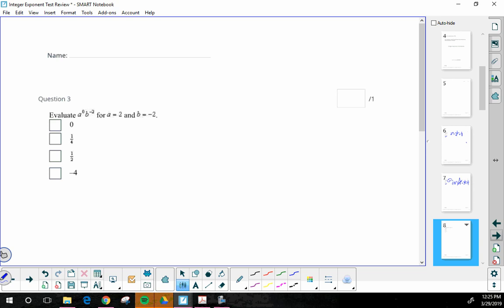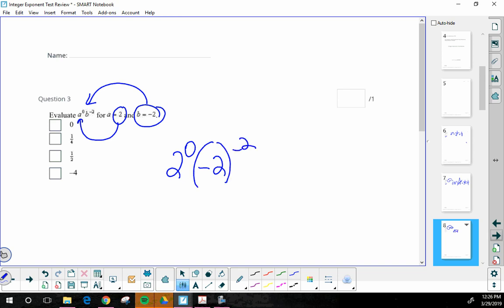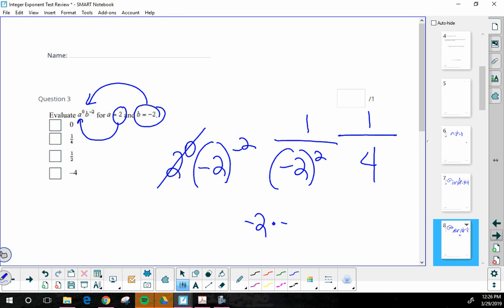Number 3, we're going to substitute this 2 for that A, and that -2 for that B. 2 to the 0 power times -2 to the -2 power. That just goes away because it's 1. So that leaves us with 1 over -2 squared, which is 1 over 4, because -2 times -2 is a positive 4. So that leaves us with this answer of 1/4.